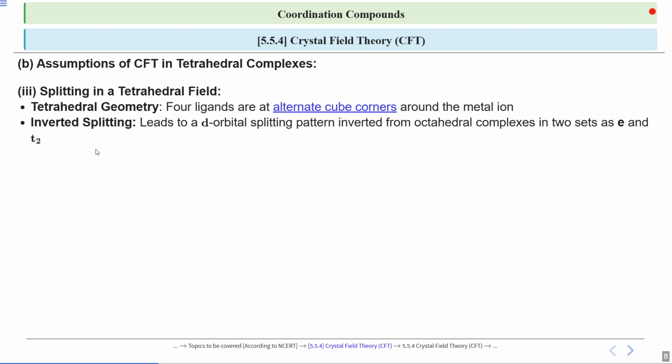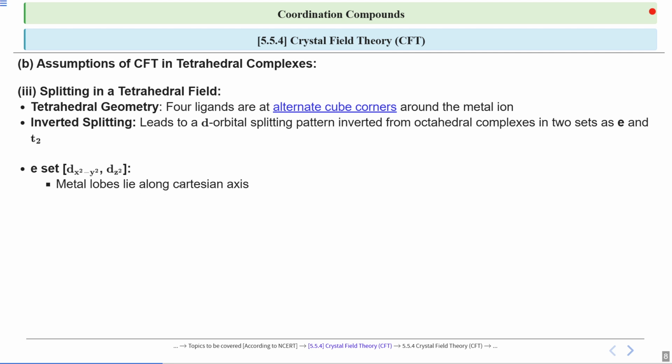You observe that we are not using the g subscript here, E g and T2 g, which we did in the octahedral complexes. Why? We will talk about this. First, let's cover the E set, which includes 2 of the 5 d orbitals. The 2 orbitals are dx square minus y square and dz square. These are the 2 d orbitals that come under the E set.